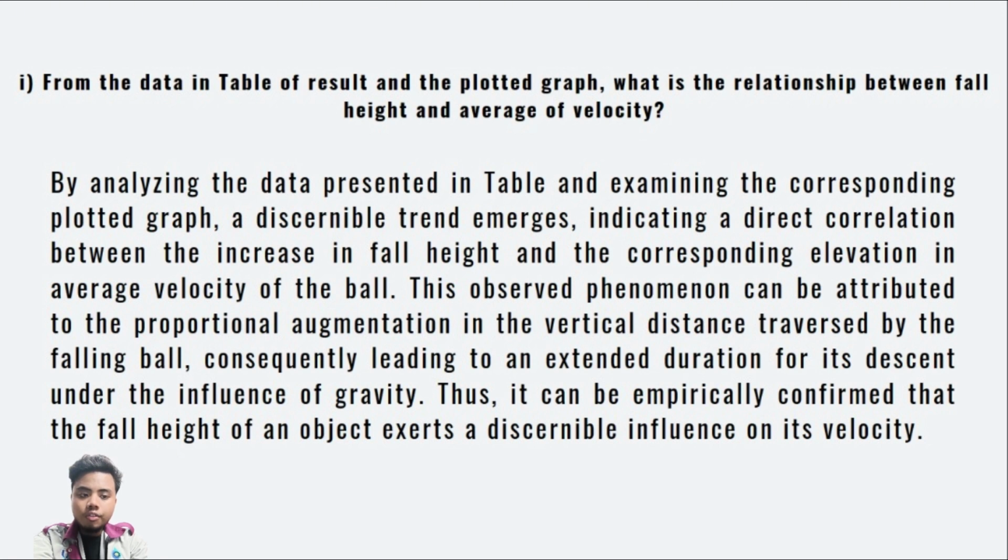This observed phenomenon can be attributed to the proportional augmentation in the vertical distance traversed by the falling ball, consequently leading to an extended duration for its descent under the influence of gravity. Thus, it can be empirically confirmed that the fall height of the object exerts a discernible influence on its velocity.